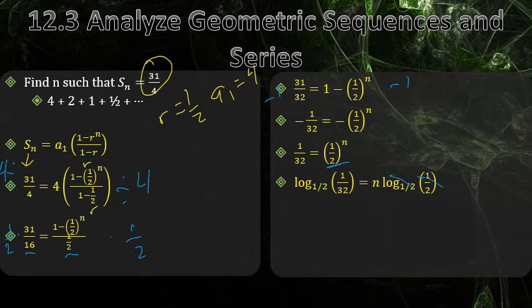On this side, it'll cancel out, so I just need to know that one. And so that becomes 5. 1/2 to the 5th power is 1 over 32. Or you can put it in your calculator and you get 5. N is 5.